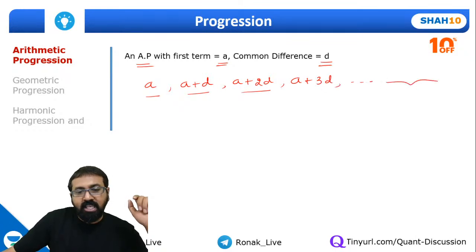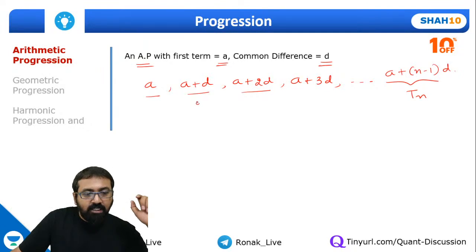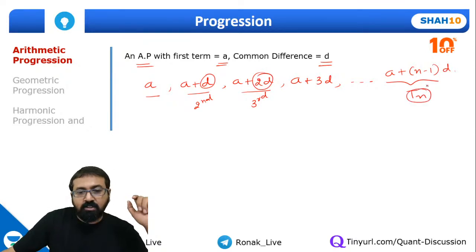What will be the nth term? The nth term is indicated by Tn. Can I say the nth term will be A plus (n minus 1) into D? See, in the second term we have added the difference once. In the third term we are adding the difference twice. So in the nth term, we'll have to add the difference n minus 1 times. So this is the formula for the nth term of an arithmetic progression. I'm sure all of you have understood this.